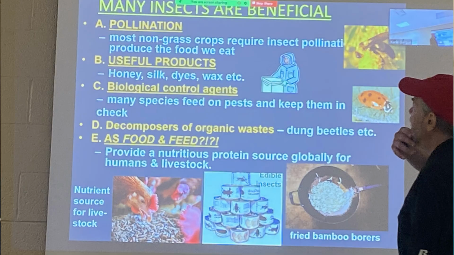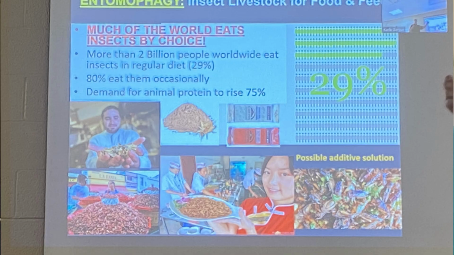Many insects are beneficial. A, there's pollination. B, useful products, C, biological control agents, D, decomposers of organic waste, dung beetles, and E, as food, as feed. So this shows some countries in the world actually eat insects as a cuisine.